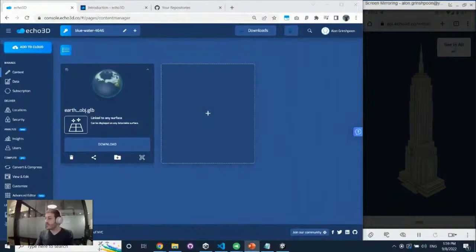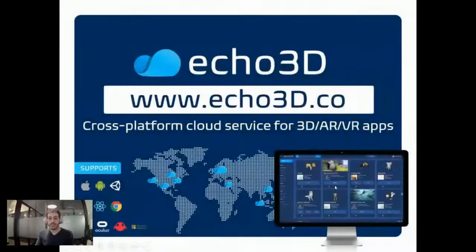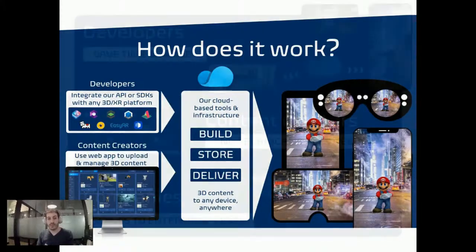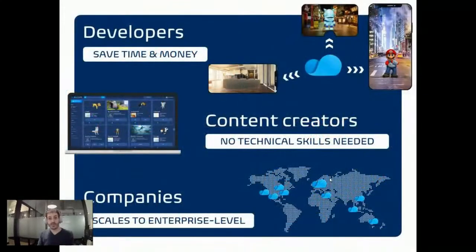So let's jump into the slides and recap a little bit. So what did we see? We saw that as developers, you can choose any platform. As creators, you can do a lot of no-code stuff, just drag and drop your assets, and Echo allows you to build, store, and deliver those assets anywhere in the world. We saw how developers save time and money in building applications, how content creators don't need technical skills, and how, as a company, you can send data all over the globe just using Echo.